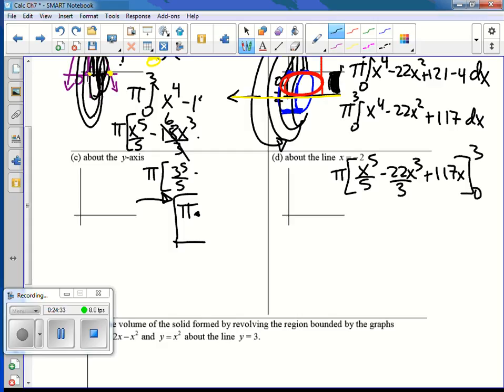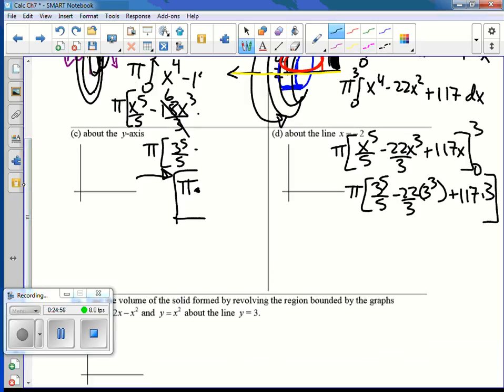And so that's going to give us pi of 3 to the 5th over 5 minus 22 over 3 times 3 to the 3rd plus 117 times 3. And of course, I'm not going to do the bottom limit because it's just 0 and it just cancels everything out. And so plug all of that in there.